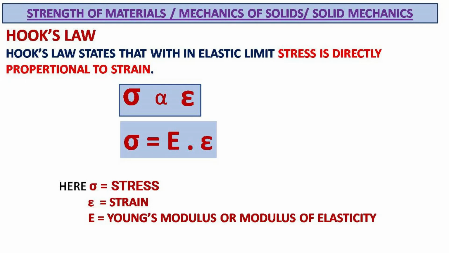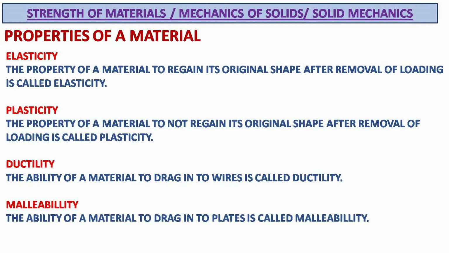This relation is given by a mathematician named Hooke, the so-called Hooke's law. Hooke's law states that within the elastic limit, stress is directly proportional to strain. Sigma is directly proportional to epsilon. Here, we are removing the proportionality sign and introducing a constant E. Therefore Hooke's equation becomes sigma equals E times epsilon, where constant E is called modulus of elasticity, or Young's modulus.